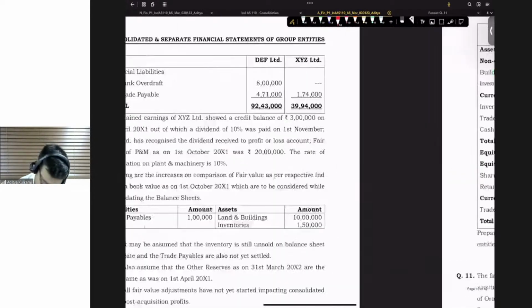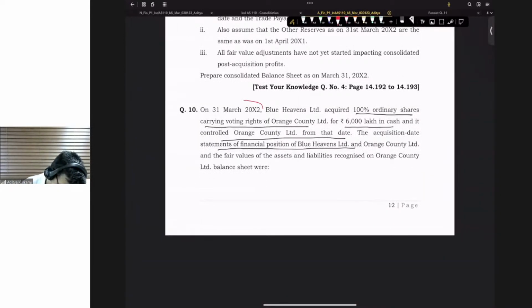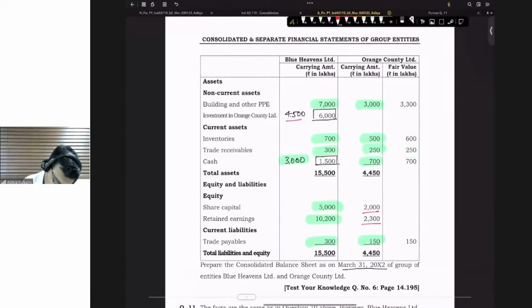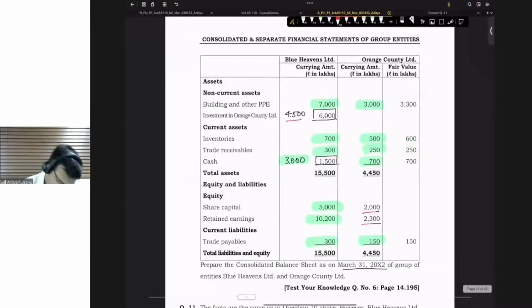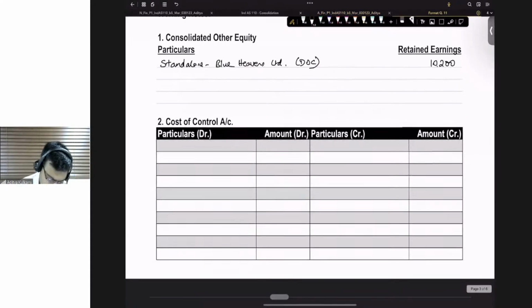Acha, when did the acquisition happen? Acquisition happened on 31st March 20x2, and we are given balance sheet as on that date itself, the acquisition date statements of financial position. So these are the balance sheets as at 31/3/20x2 itself. Okay, and we are preparing the balance sheet for that date.